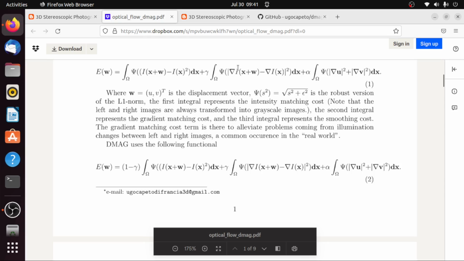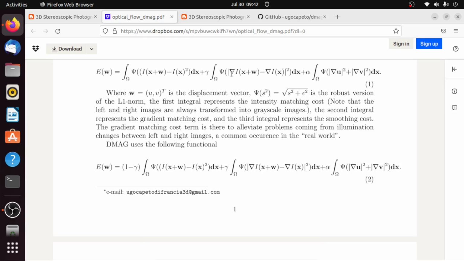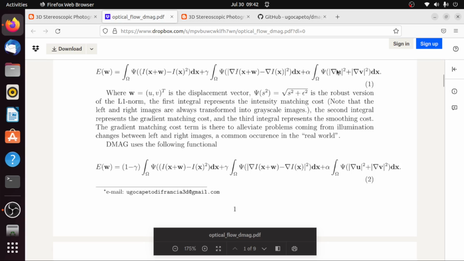So those two terms are data terms. And this is the smoothness term. This enables you to get smooth depth maps at the end. If you don't have this term, you're going to get a lot of noise. Plus, I think the solution is not unique, so I don't think it's even going to work if you don't have a smoothness term.